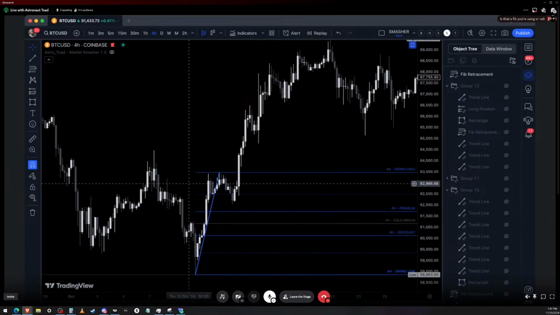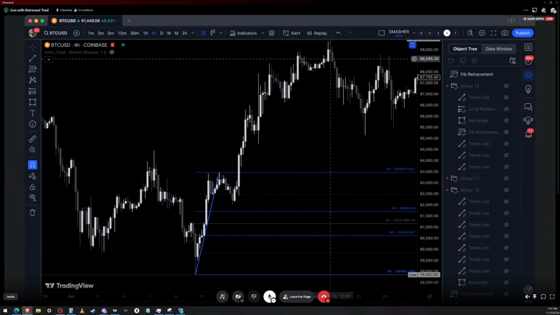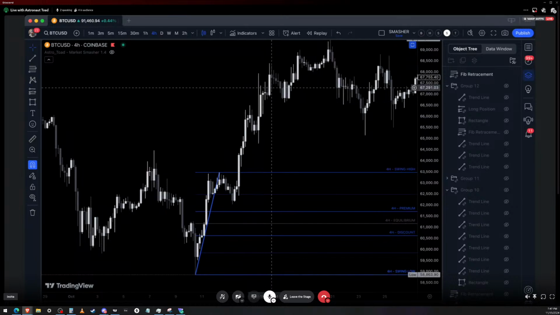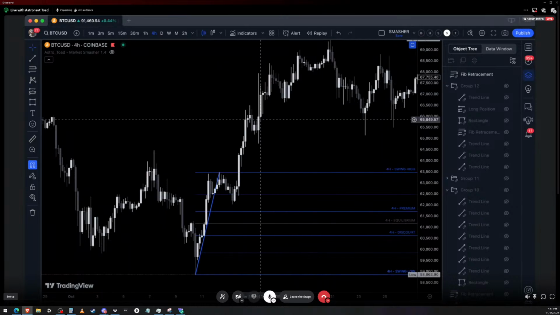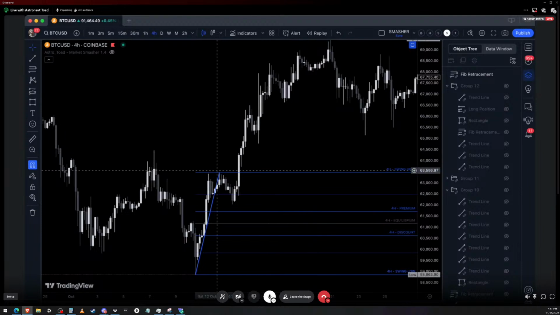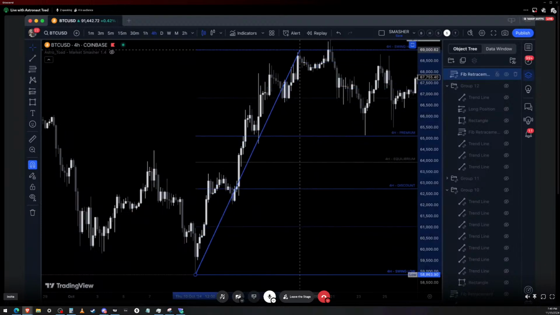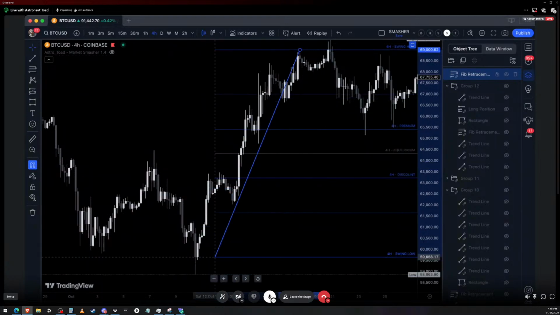I guarantee you people are going to be making dumb decisions all the way up here, because that's where you have all these wicks, because everybody's buying the top and then getting stopped out. You patiently wait this whole time until it makes another high, and this is your new low.